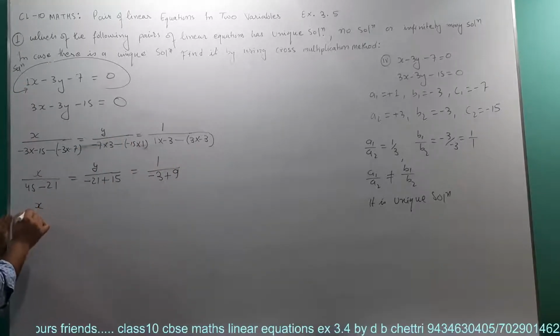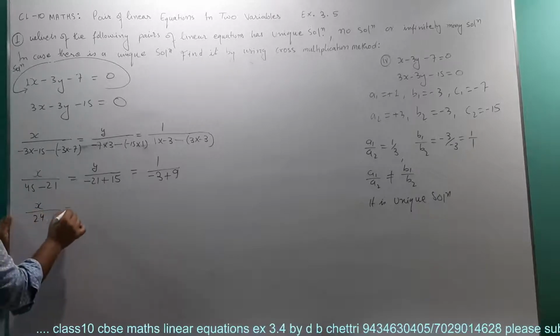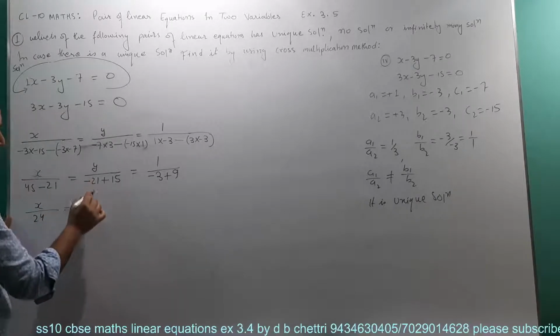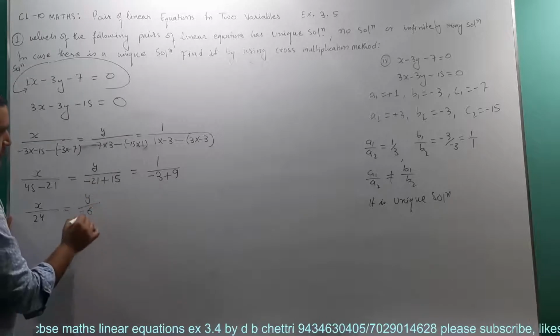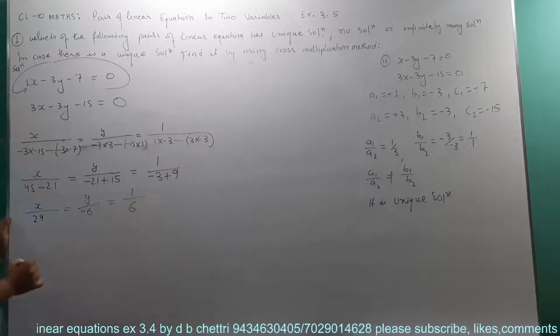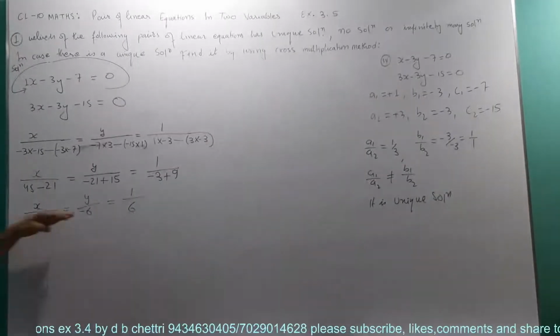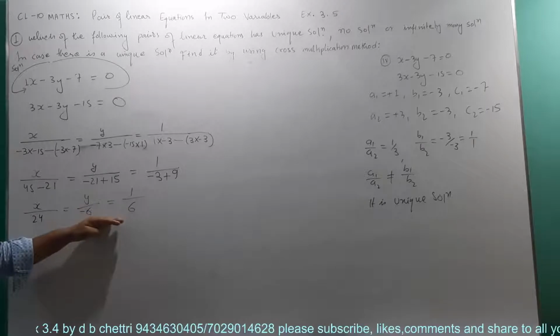Let's simplify. This is 24 and this is how much? 6 minus 6, then 1 by 6. Now after simplifying, just take the first and last, and the middle and last, to get the values of x and y.